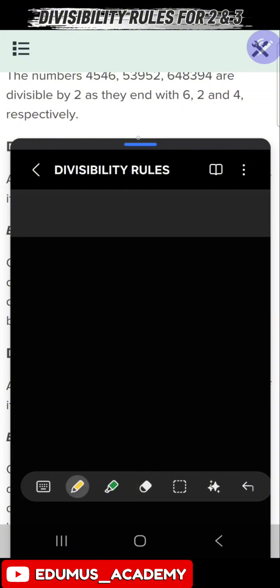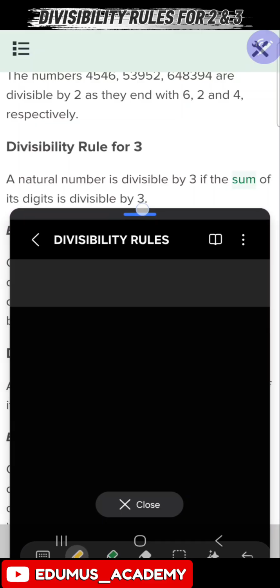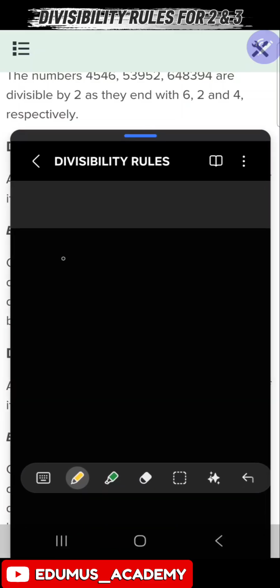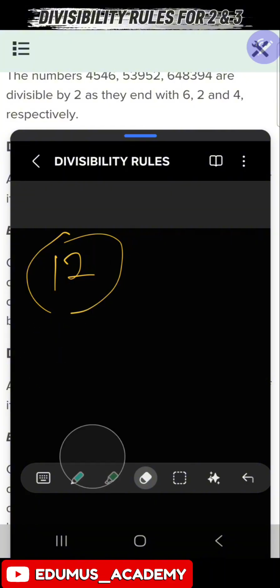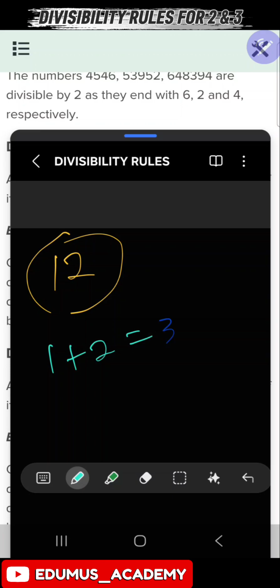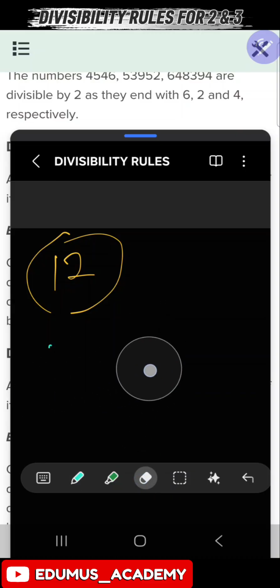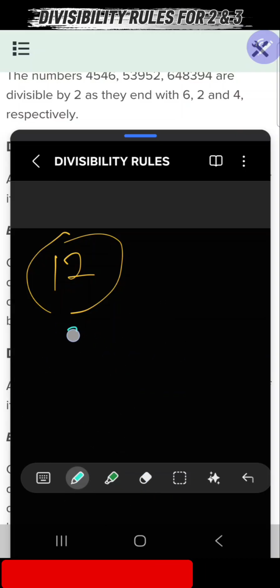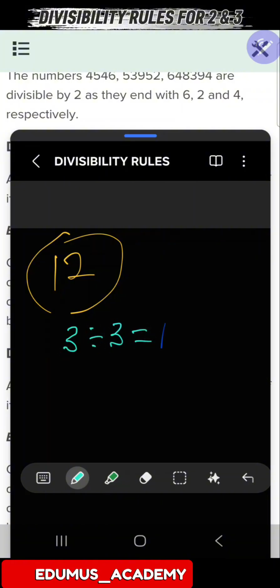So for 3, we are saying that if the sum of its digits is divisible by 3, take for instance 12. Let's add the digits of 12: 1 plus 2 equals 3. Now, is 3 divisible by 3? Of course. 3 divided by 3 equals 1. So is 12.